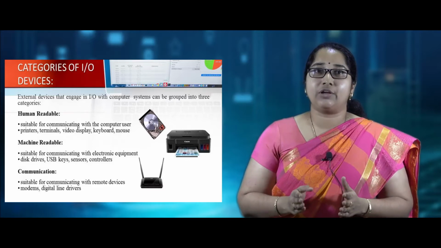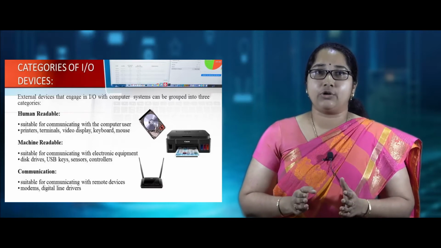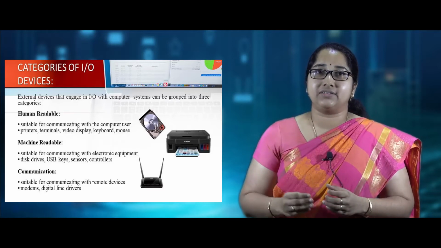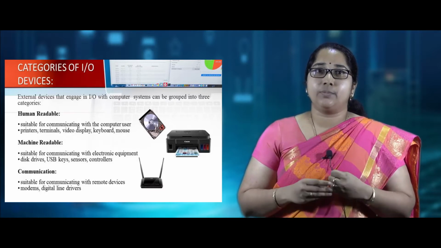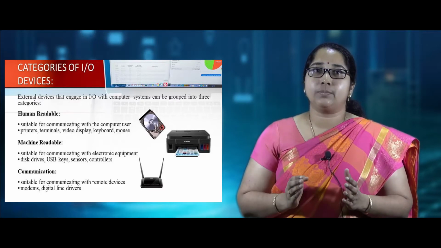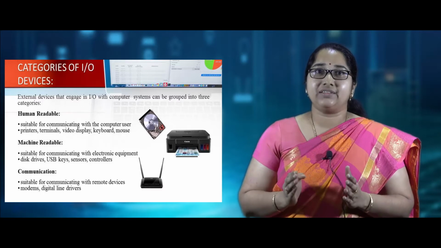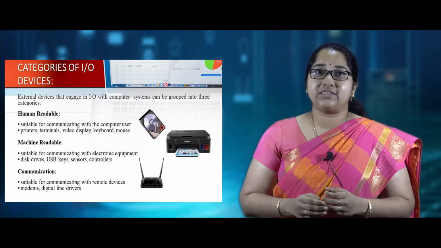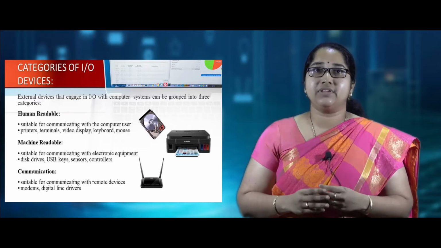The second type of I/O device is machine readable I/O devices. They are easily communicable to other electronic devices. Some examples are USB drive, disk drive and so on. And the third one is based on communication. They are used to communicate with remote devices. Some examples are modems, cables and so on.